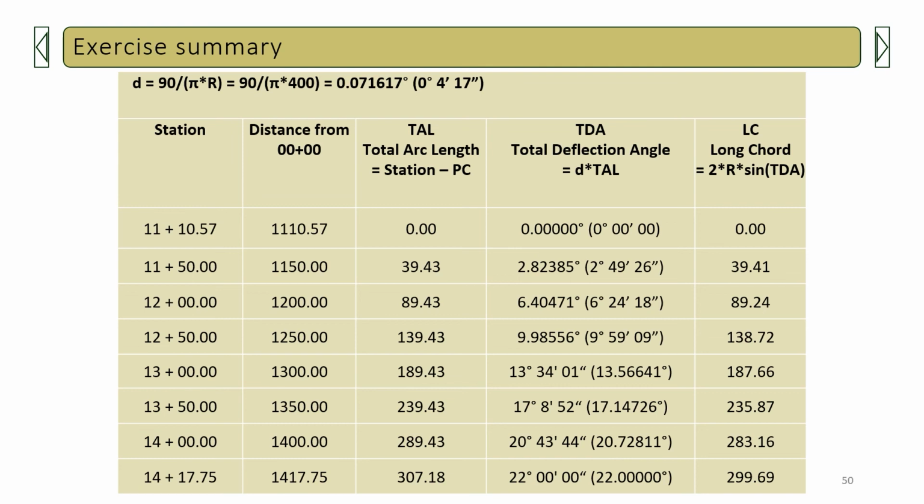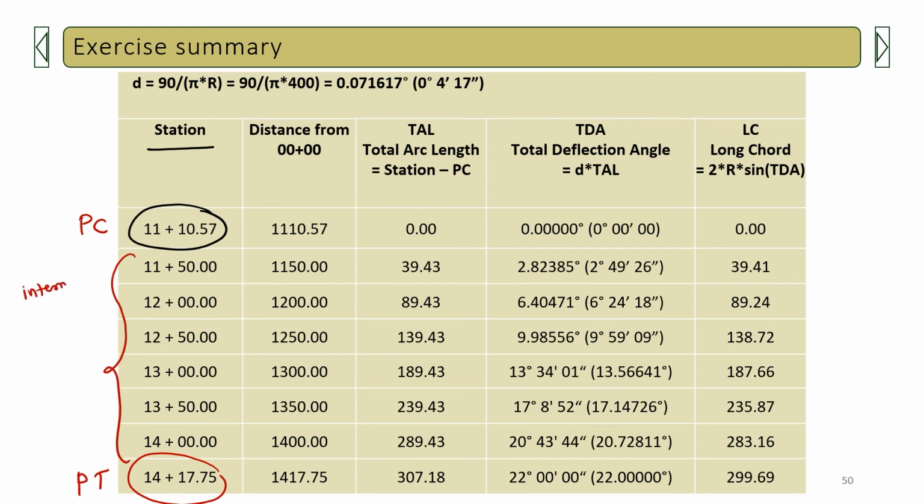So here our first column is the station number. This is our starting point, and this is our end point, PC and PT, and these are the intermediate stations. How do we know this station number? Well, the station interval should be given to you, and in our case it was 50 foot, and that is how we determine these stations from the station interval.